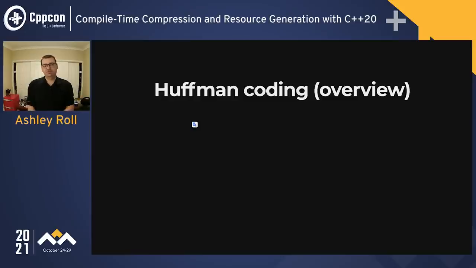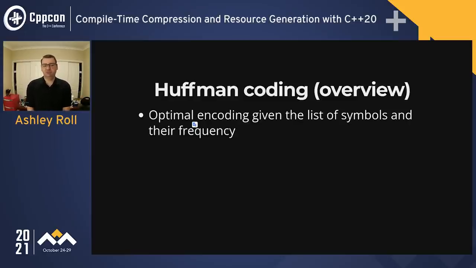So just a brief overview of Huffman coding, if you're not familiar with it. It's an optimal encoding given a list of symbols and their frequency. Again, we can do other things on top of this that mean that we don't have to encode every character. We can encode using lookbacks, we can encode repeated sections of the text before we then Huffman encode it, which is essentially what ZIP does.